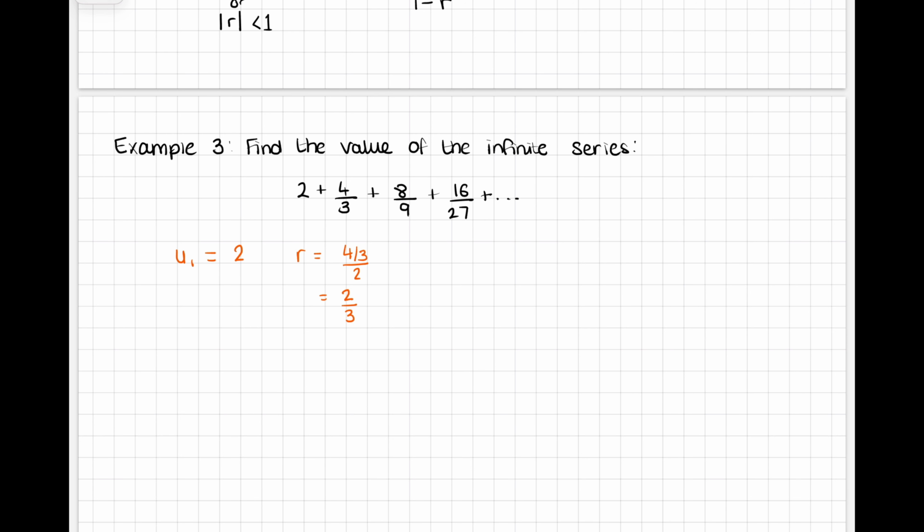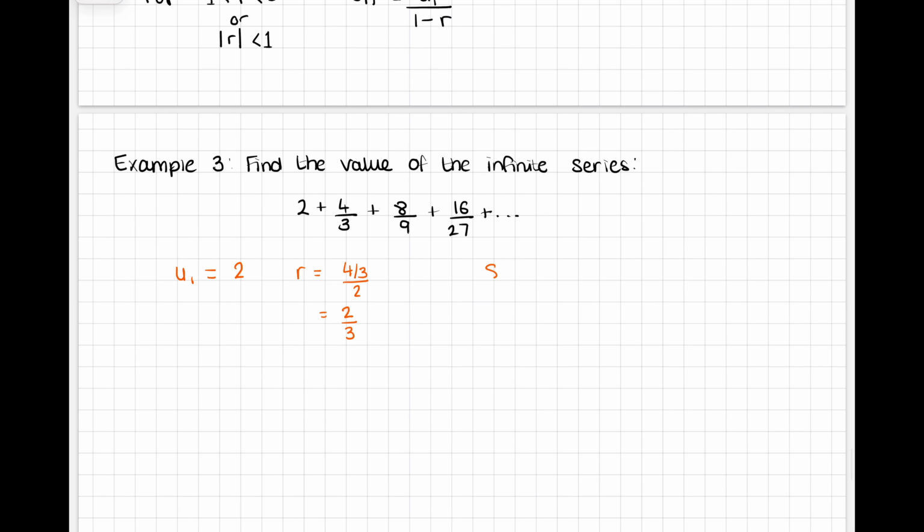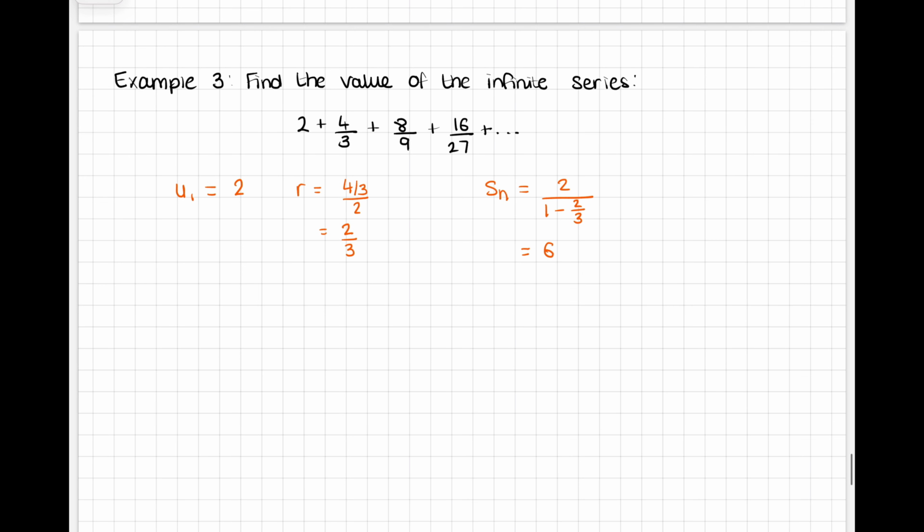But ultimately to work out the r we get 2/3, and then we can put that into the sum formula, so Sn equals u1, which is 2 over 1 minus 2/3. Calculate that and we get an answer of 6. So the sum of this infinite series when the r value is 2/3 would end up being 6. And that is the end of this video.